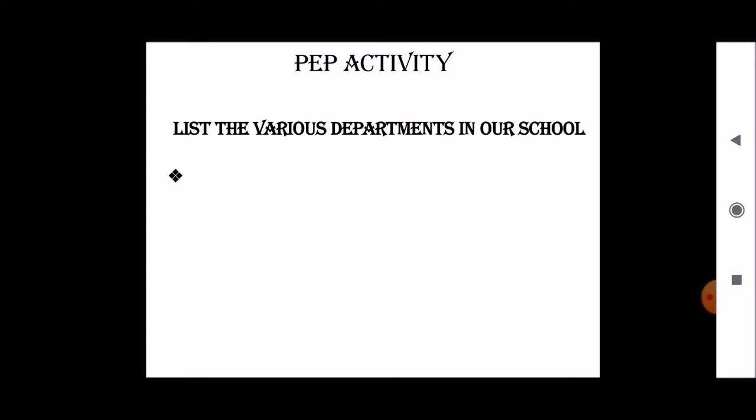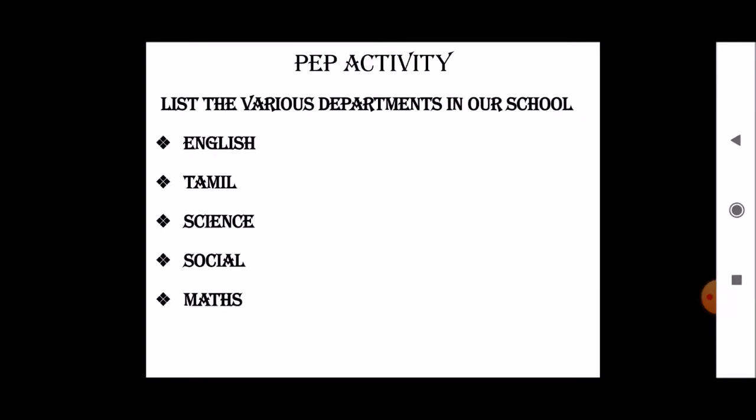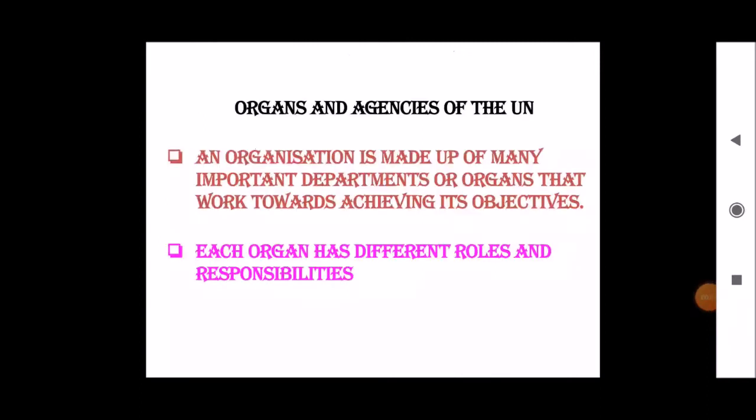Let's start our activity now. You are going to list out the various departments in our school. Hope you said English, Tamil, Science, Social, Maths, Hindi and Computer. Yes, we have these many departments. An organization is made up of many important departments or organs that work towards achieving its objectives. Each organ has different roles and responsibilities and carries out various functions.